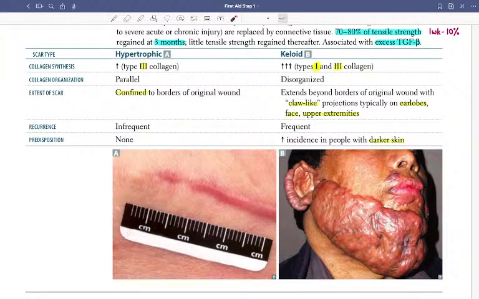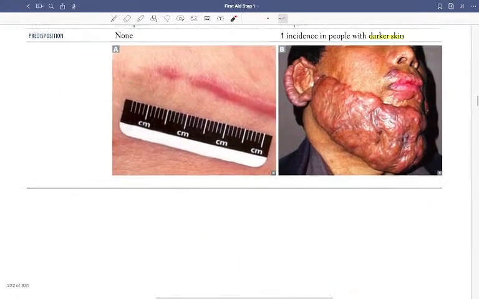Keloid is haphazard. That's why it's disorganized. Increase both type 3 as well as type 1. Hypertrophic is type 3, organized, confined. Keloid is not confined, and originates in claw-like upper extremities. Hypertrophic is infrequent. Keloid is very recurrent. This is also seen with increased incidence in dark-skinned people.